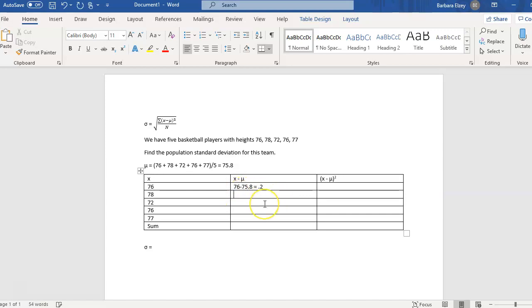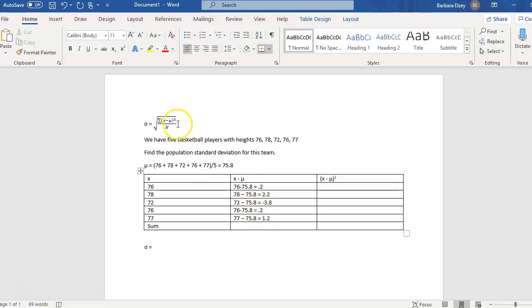We're going to do that for every single piece of data in that x column. 78 minus 75.8. And that ends up giving us 2.2. And 72 minus 75.8. That ends up giving us a negative number, negative 3.8. 76 minus 75.8 is going to give me 0.2 again, just like it did in the first row. And then finally, 77 minus 75.8 is going to give me 1.2.